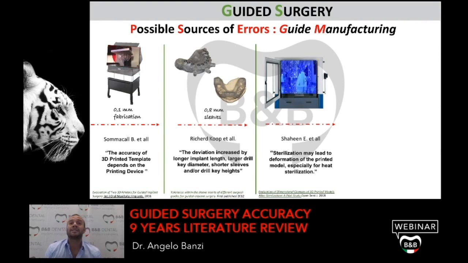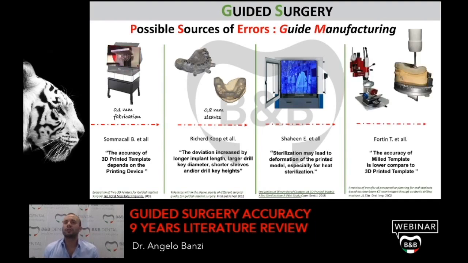Shen is the author who has studied sterilization. Can sterilization create a deformation of the surgical template? Yes, it does, especially heat sterilization. If you want to sterilize your surgical template, it's important that you use either plasma gas sterilization or alcohol, at least 70%.